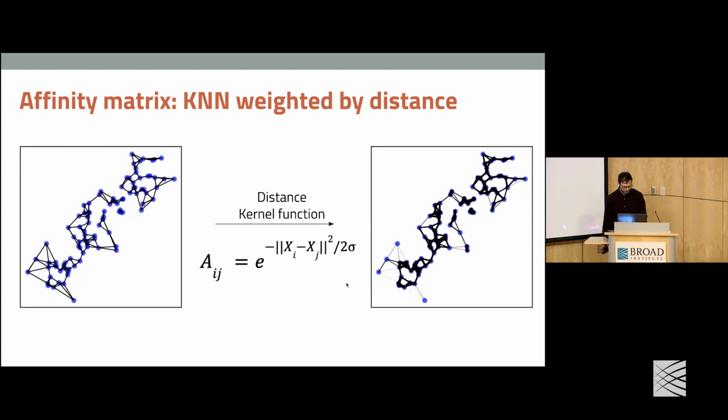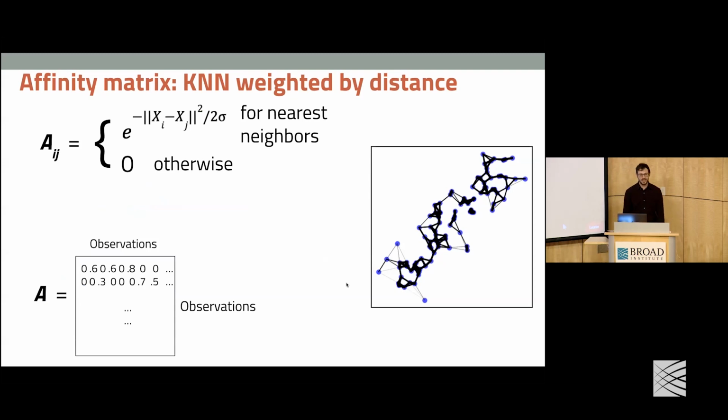Okay, and so we can define an affinity matrix in a very similar way to the adjacency matrix. It's 0 everywhere on the graph except for nearest neighbors. And for nearest neighbors, you get this affinity function of the distance. And so for the example matrix I was showing before, it might look like this.